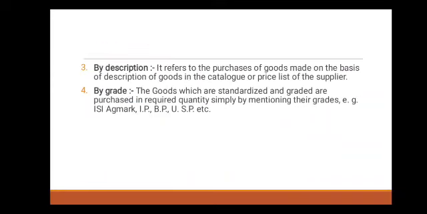Third, by description. It refers to the purchase of goods made on the basis of descriptions of goods in the catalogs or price list of the supplier. Fourth, by grade. The goods which are standardized and graded are purchased in required quantity simply by maintaining their grades. For example, ISI, Agmark, IP, BP, USP, etc.